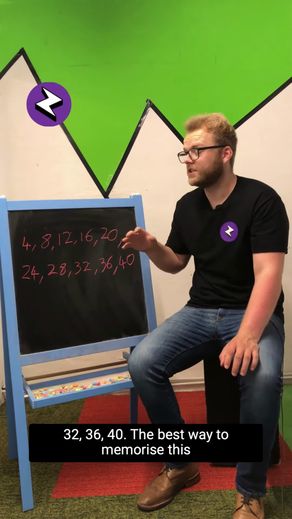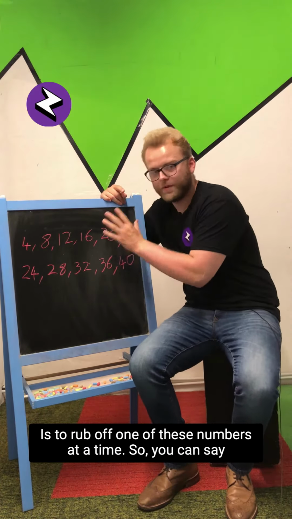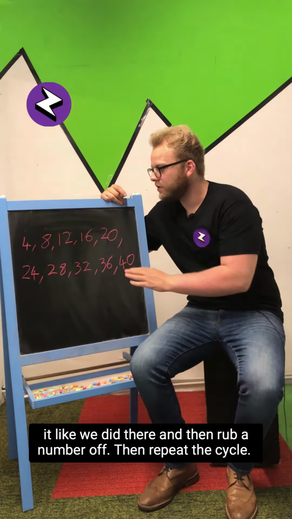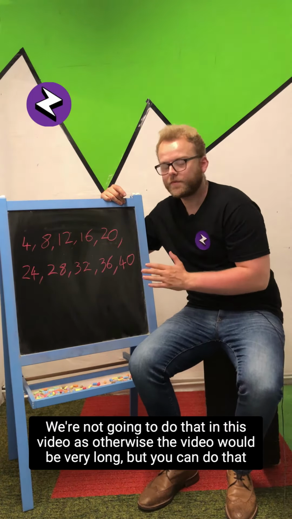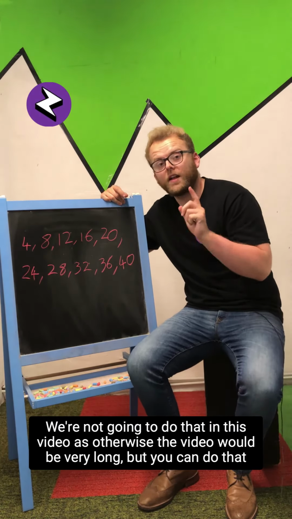And the best way to memorise how you do this, okay, is to rub off one of these numbers at a time. So you can say it like we just did there, then rub it off, and then try and memorise what was underneath that. Now we're not going to do that in this video, just because the video will be very long. You can do that at home.